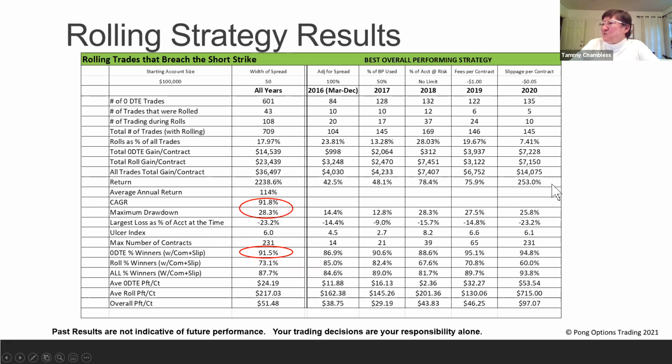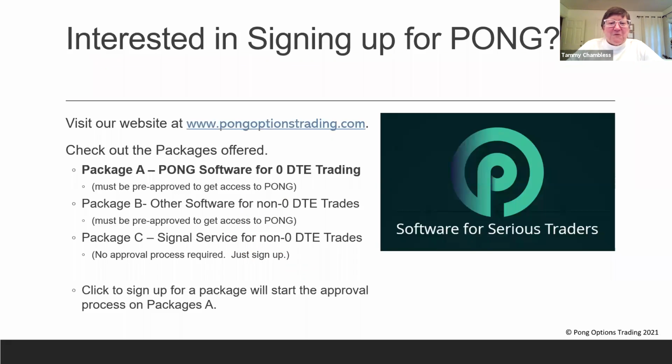And again, all of these results will be available on the website, along with many more strategies and combinations of strategies that you can use to decide how you want to trade Pong. So hopefully that will be helpful.